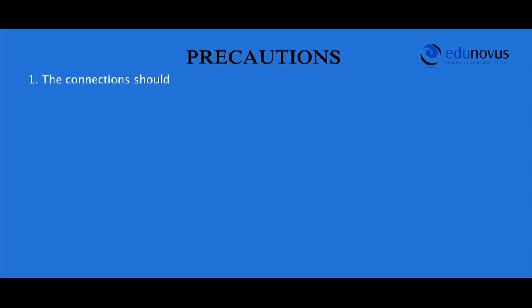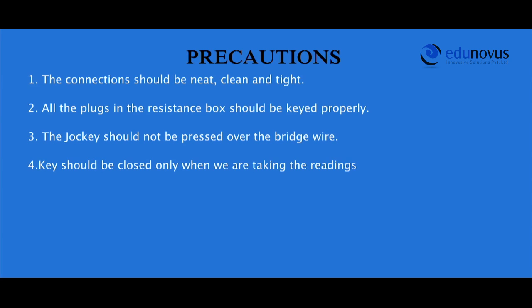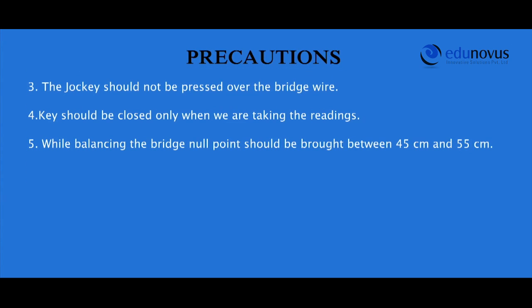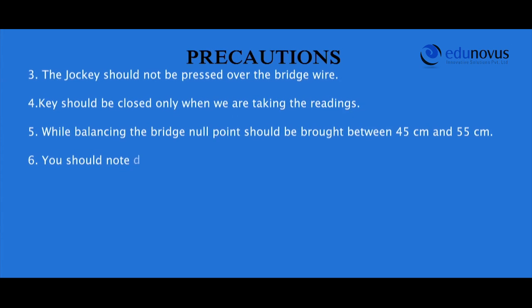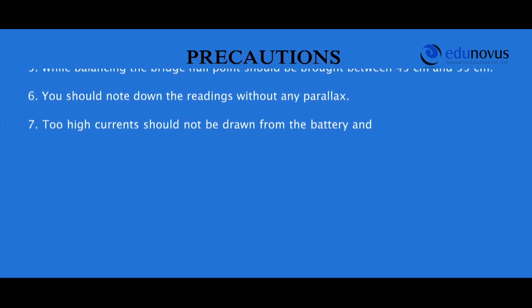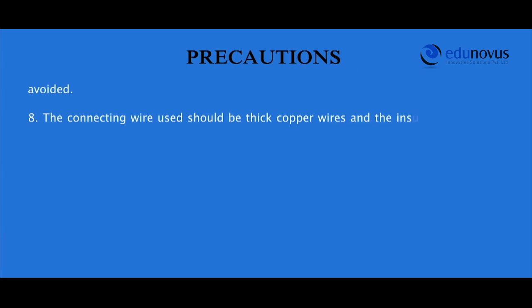The connections should be neat, clean and tight. All the plugs in the resistance box should be keyed properly. The jockey should not be pressed over the bridge wire. The key should be closed only when we are taking the readings. While balancing the bridge, null point should be brought between 45 cm and 55 cm. We should note down the readings without any parallax. Too high currents should not be drawn from the battery and short circuiting must be avoided. The connecting wire used should be thick copper wires and the insulation near their ends should be removed and rubbed with sandpaper.